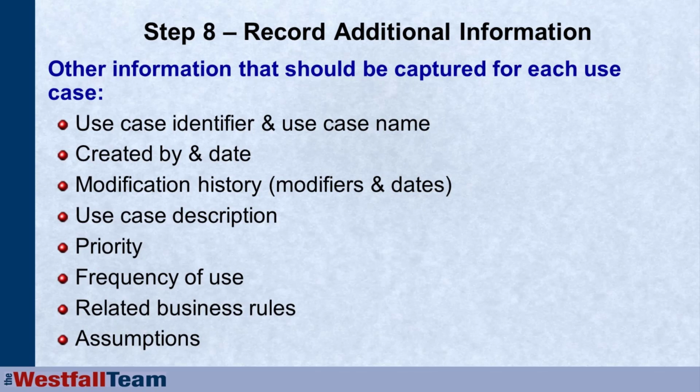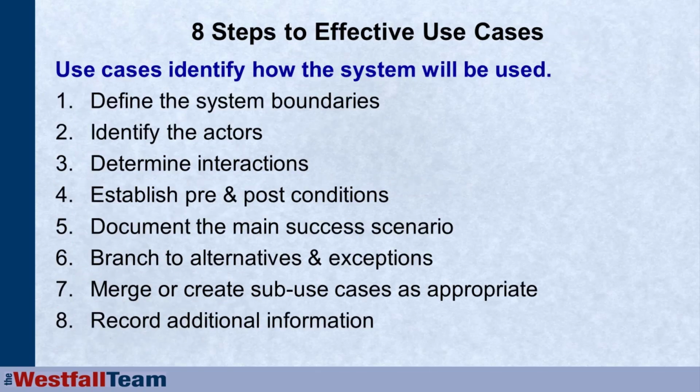Okay, so just to review then, the 8 steps, you've got to define your system boundaries. If you don't know what your system under consideration is, you can't identify the external entities. You've got to know what the boundary is, what the system is you're even writing use cases for. Once you've got the boundaries of the system, you identify the actors. These can be people, other software systems, special hardware, anything outside your system that is going to interact with your system.